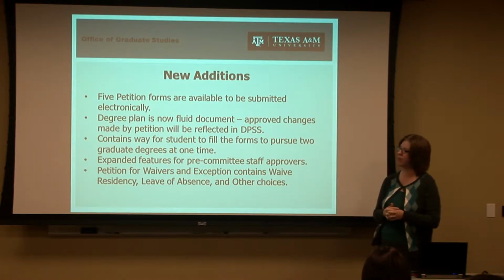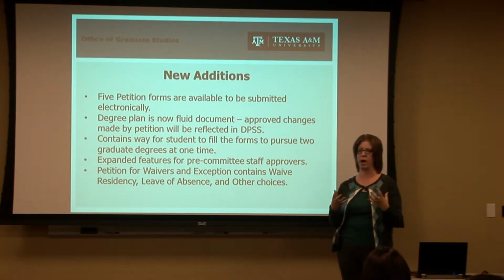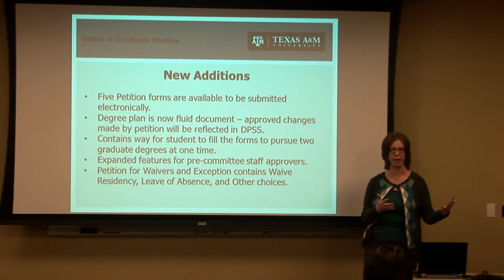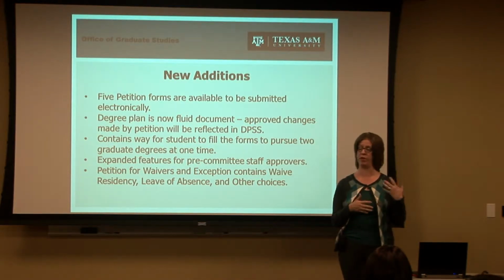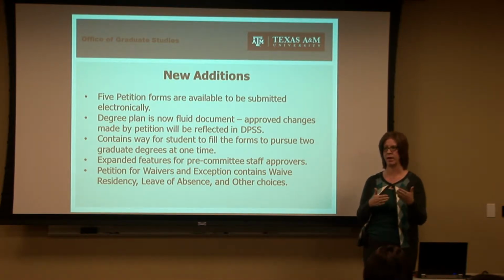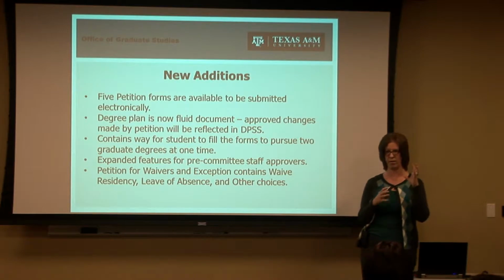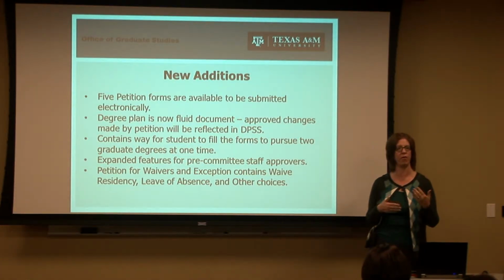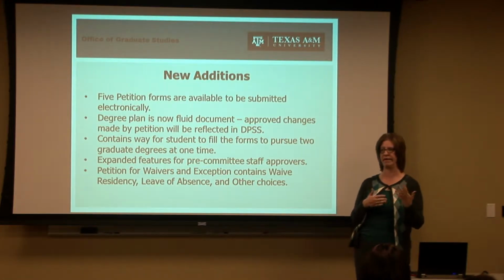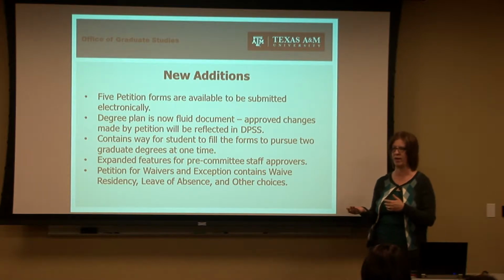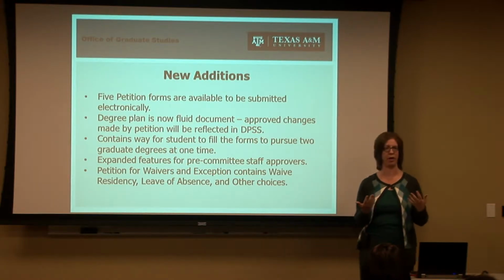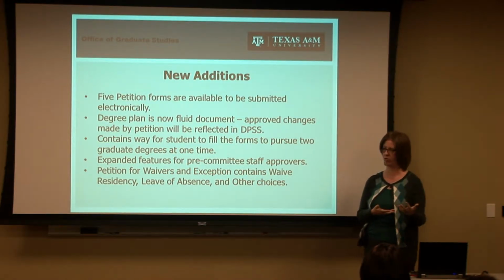The other big change is that the degree plan is now a fluid document. Previously, in the old degree plan system, the student submitted a degree plan, and they might submit petitions to change it by paper, but the document that was kept in the DPSS was a static document, the first document that they submitted, and it did not reflect any of their changes. Because a lot of students are way more familiar with the DPSS than they are with running a degree evaluation in Howdy, they would go back to that static document in the system and be very frustrated because they had submitted changes and those changes weren't being reflected.